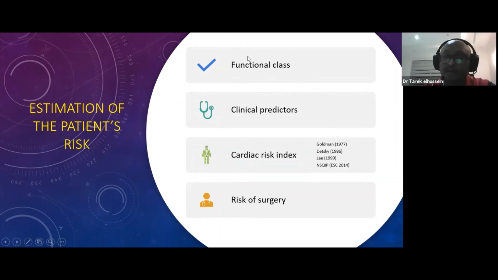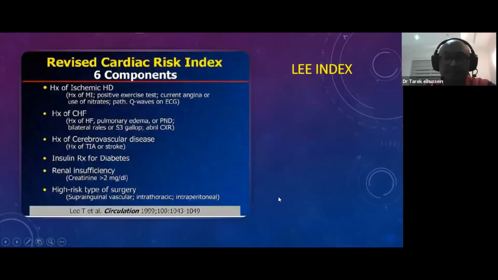You need to write down and document the functional class. You need to document your clinical predictors by means of conventional coronary risk factors, whether the patient has hypertension, diabetes, for example, hyperlipidemia. You need to document this. The cardiac risk index, according to the index we mentioned before, and also the risk of surgery itself. So remember the index we used to give before the clinical indicators.